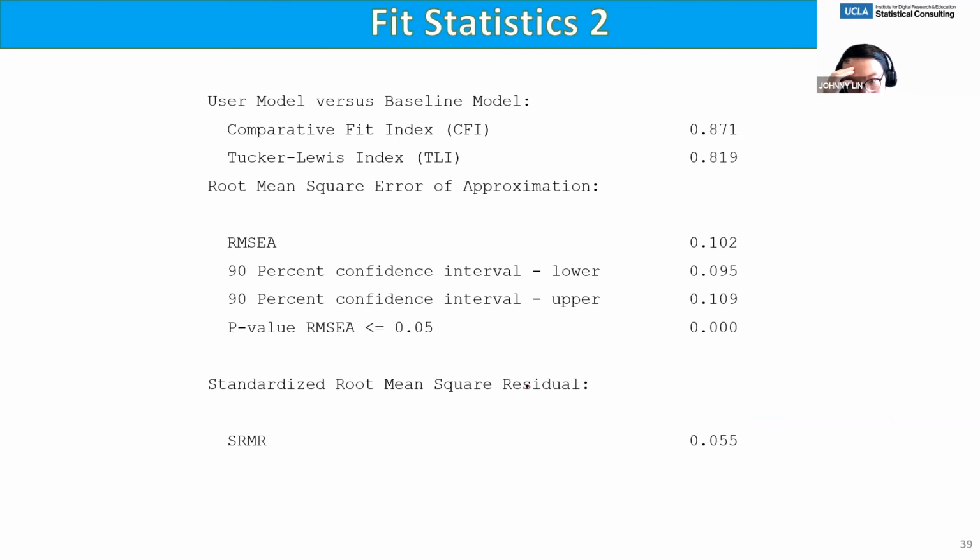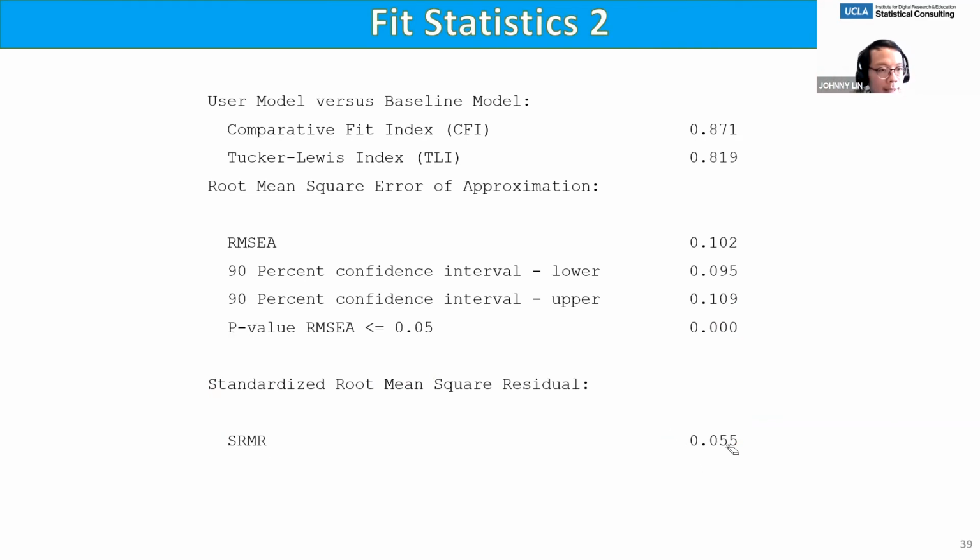Finally, you have this root mean squared residual that comes from the S minus sigma hat. We haven't covered that, but basically that's where it comes from. And then you just standardize that and take the square root. You want this close to 0, right? So this is actually okay for the standardized root mean residual.